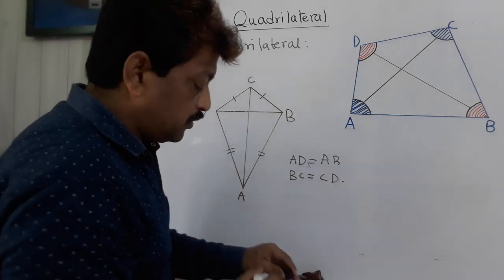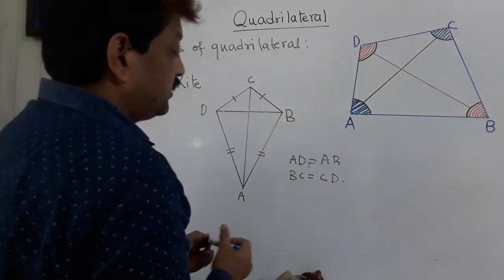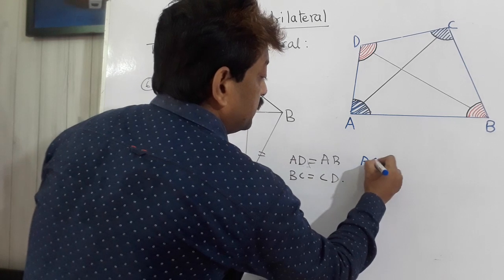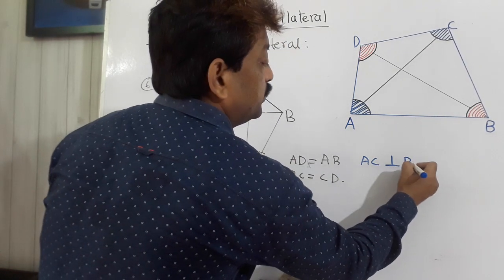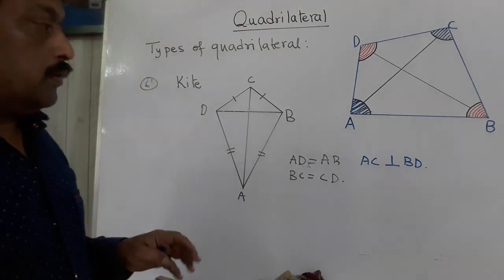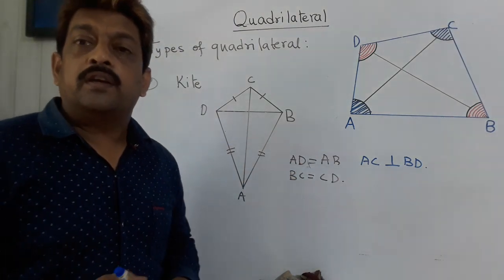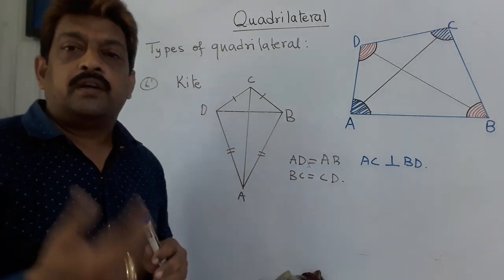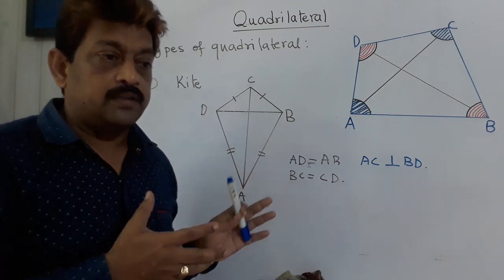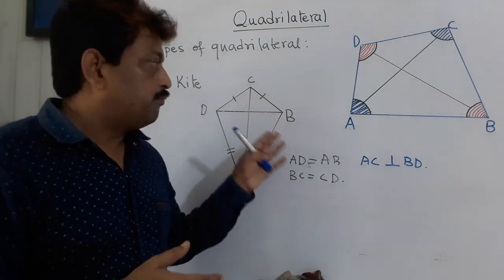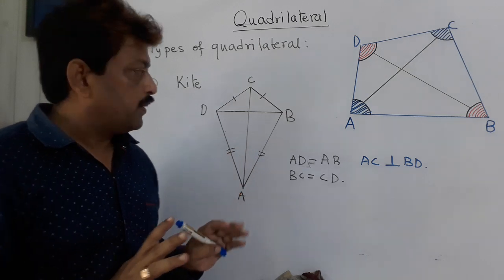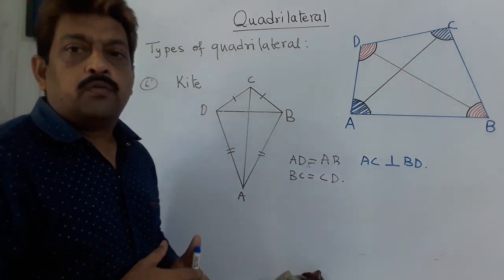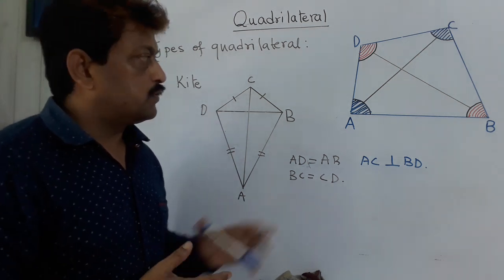Okay. And one more special thing about this kite is that the diagonals AC and BD are perpendicular to each other. So this feature is also there in case of rhombus and square. We'll discuss all these special quadrilaterals in other chapters in class 8. So a different chapter is there based on these special quadrilaterals. Okay, so these are the different types of quadrilaterals. We'll learn about them in other chapters also.